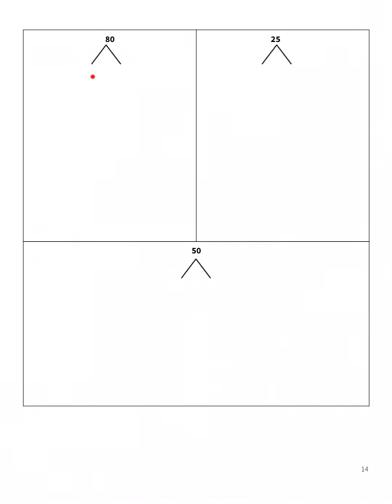So I have 80. 8 times 10 equals 80. Neither are prime, so I need to keep going. 2 times 4 is 8. 2 is prime, circle that. 4 is not prime, so I need to go 2 times 2. Those are both prime, so I circle them.